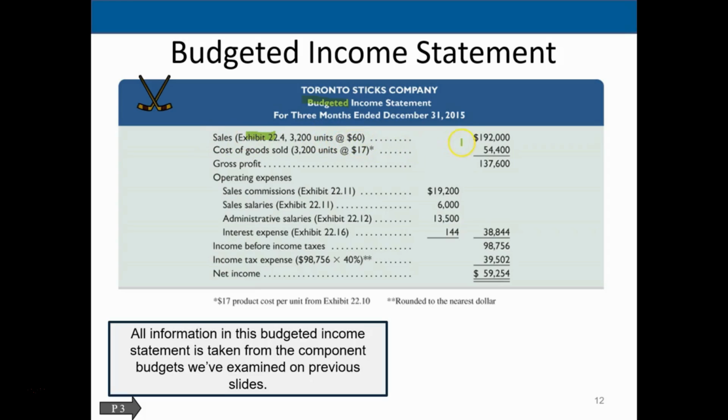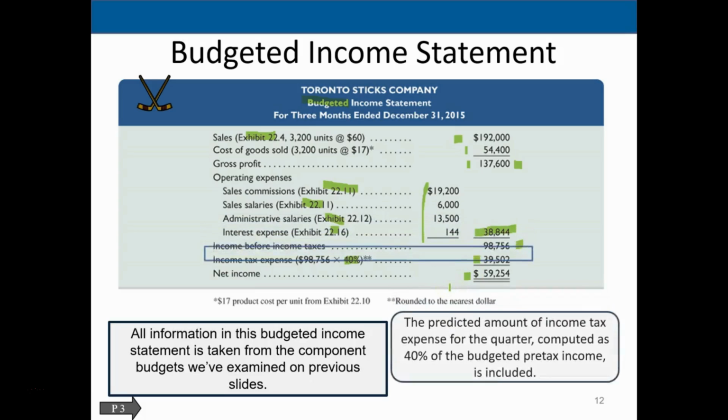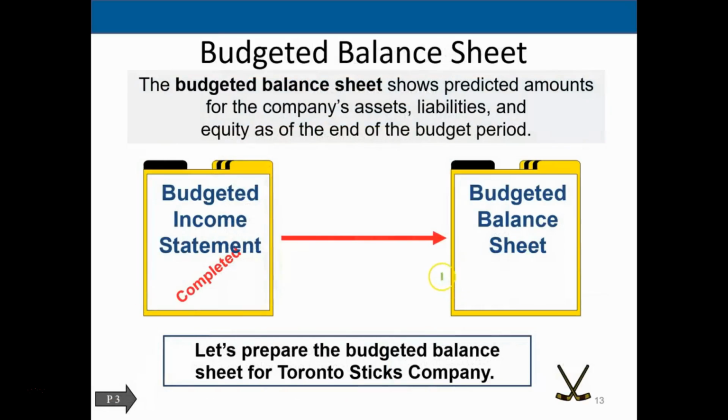The 32 times the 60 gives us the sales. The cost of goods sold, the 32 units times the 17, gives us our gross profit. Then we pull the expenses inside. These are the exhibits they're coming from, where we have calculated those. And then the expenses, we're going to pull out to the outside. The gross profit less the expenses gives us our income before taxes. Then remember our tax rate was 40% times the income before taxes is 39,502, giving us net income after taxes 59,254.